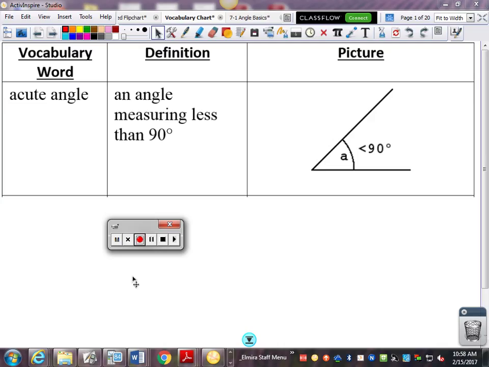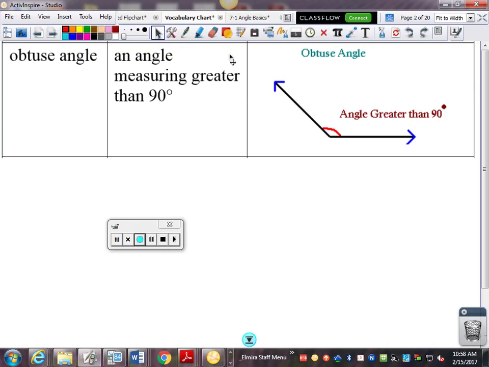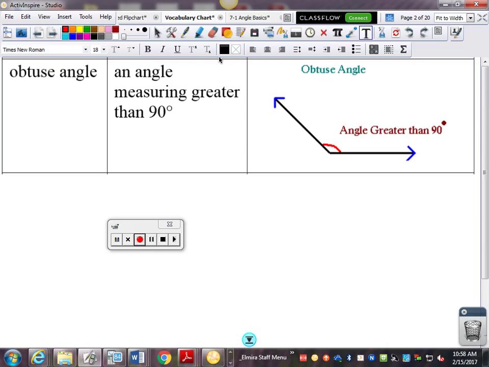So really quickly, an acute angle measures less than 90 degrees, so any number that's less than 90 is going to be an acute angle, and this is an example, okay, less than 90. Obtuse is an angle that's measuring greater than 90 degrees. We should also probably say less than 180, okay? In fact, I'll add that in here, because that's another detail. Less than 180, okay? And here's an example of what it looks like. So greater than 90, but less than 180.